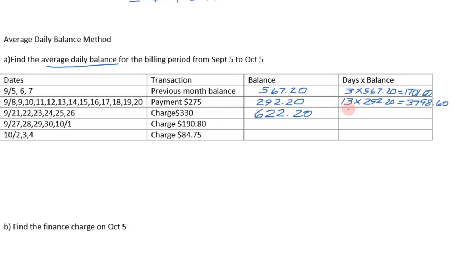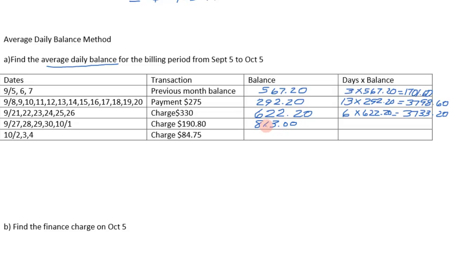So over here I want you to multiply 6 times $622.20 and do that in your calculator, and you get $3,733.20. All right, so there you go. Then on the 27th, there was another charge made of $190.80. I bet you're getting the idea now, right? So add $190.80 to $622.20, and your new balance in the credit card is $813 even.